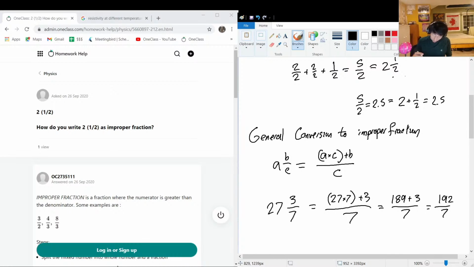And we can see that 192 over 7, 192 divided by 7, is equal to 27.428 on and on and on. We know that this is 27 plus 3 over 7, and 3 divided by 7 is 0.4285 on and on and on. And you can see that these are absolutely equal.